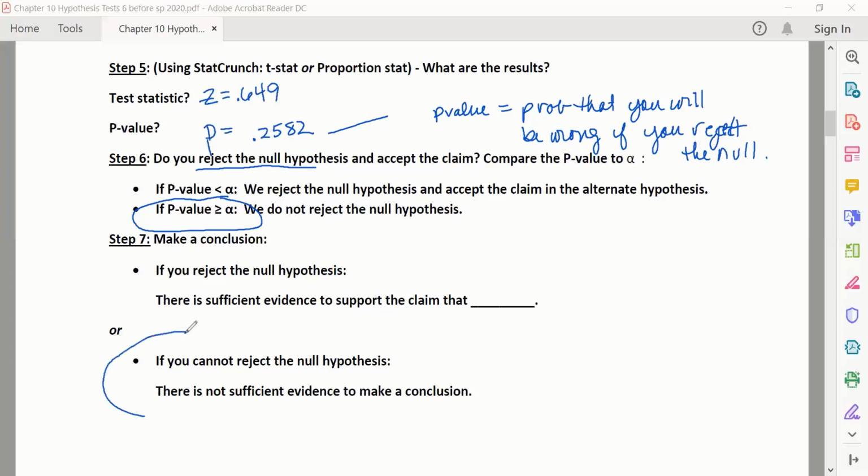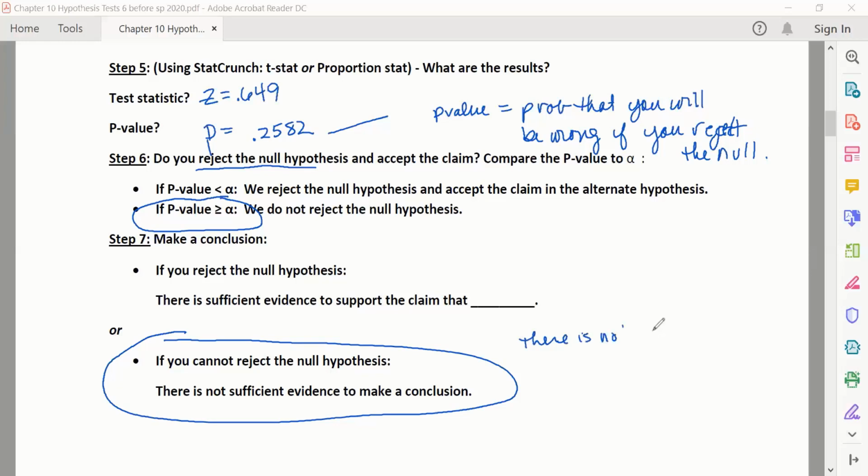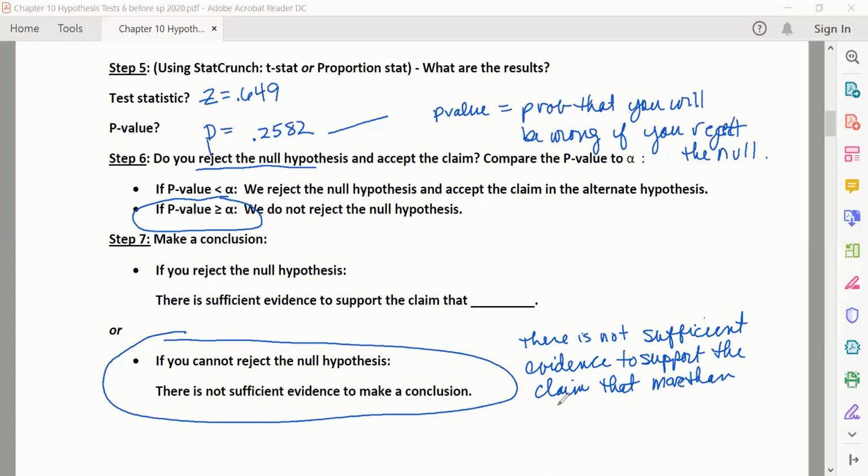So we don't reject, and we follow in step 7 the conclusion for if I cannot reject, and I say there is not sufficient evidence to support the claim that more than 1.9% of Lipitor users have flu-like symptoms.